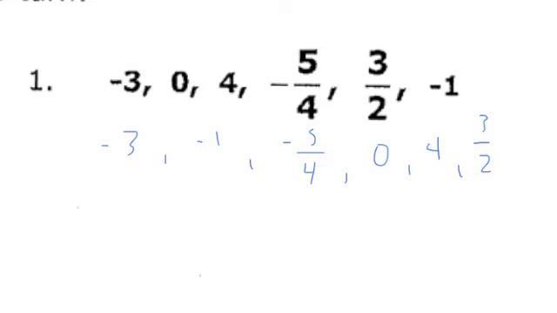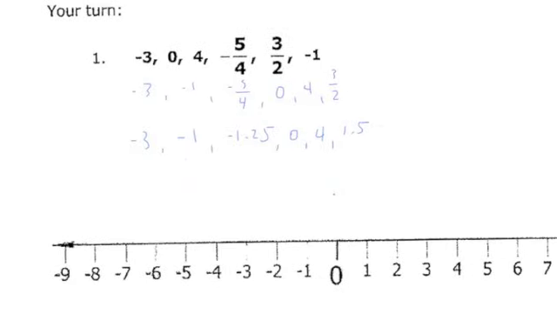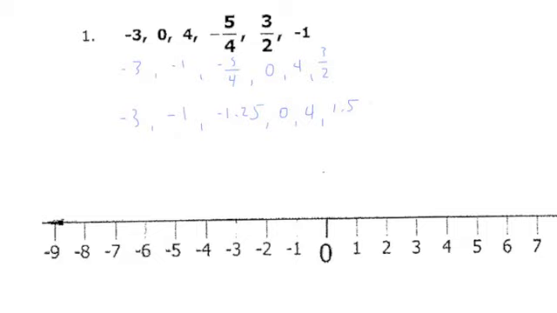Now that we've gotten those all together, let's go ahead and convert them to decimals. Okay, so negative 3 is just negative 3. Negative 1 is negative 1. Negative 5/4, if you put that into your calculator, would be negative 1.25. And we got 0. We got 4. And 3/2 would just be 1.5. Okay, so there's our numbers that we're going to go ahead and put on our line graph.